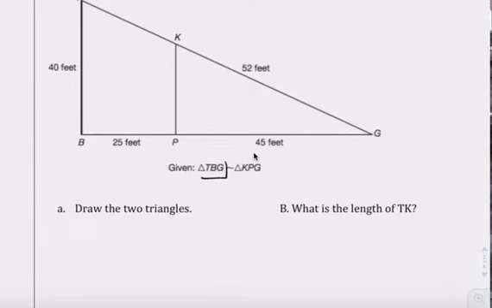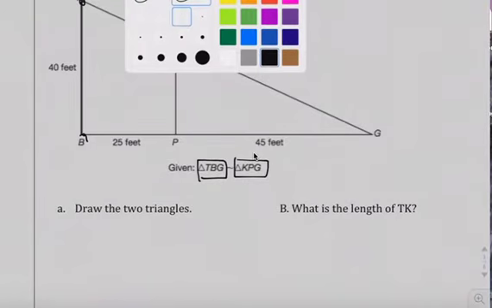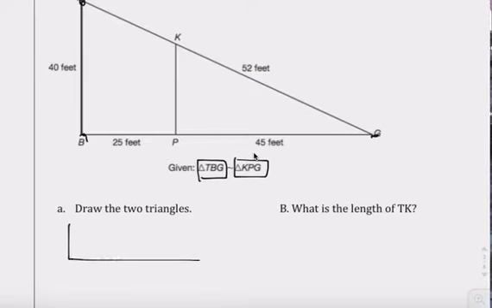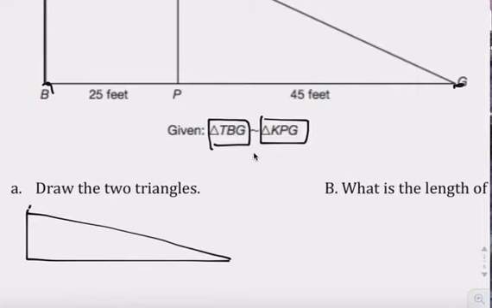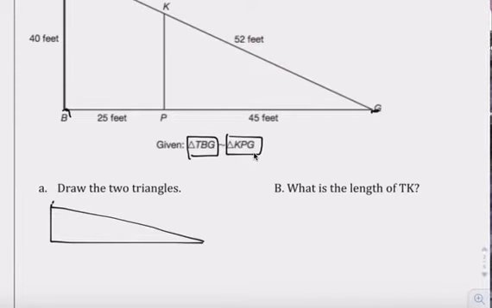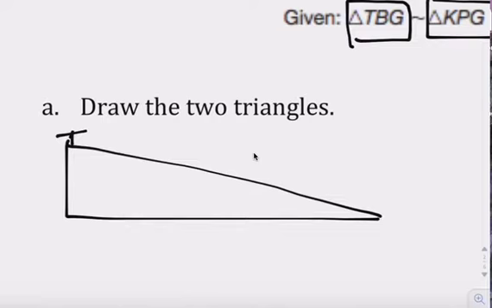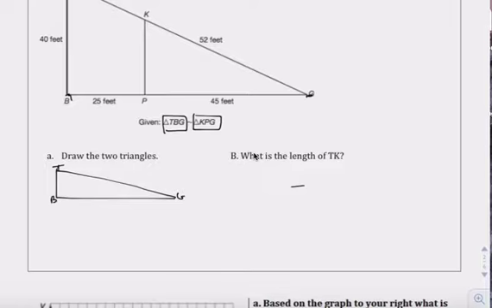Here's the first triangle. See, they want triangles, no other shape but triangles, okay? Triangle T, B, G. And then the other triangle, K, P, G.